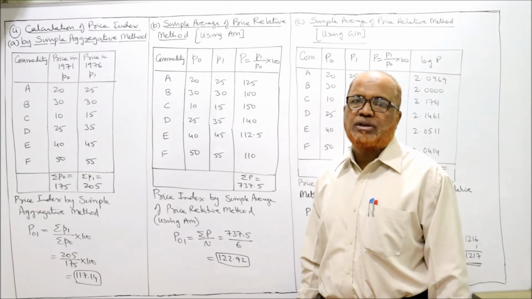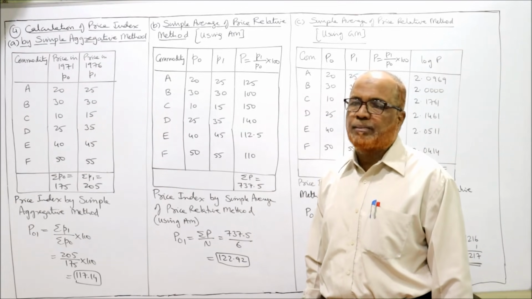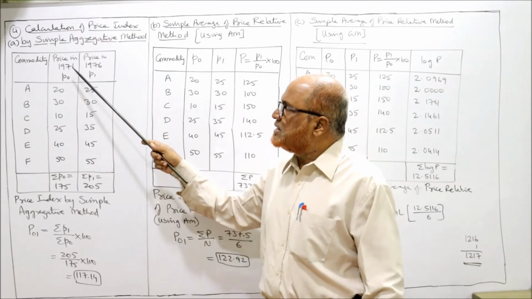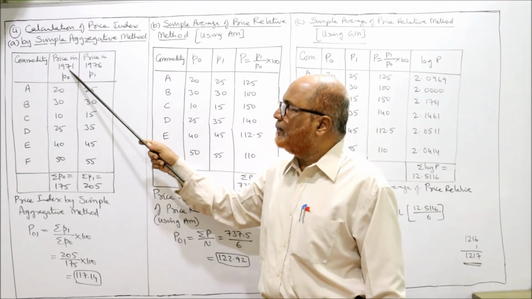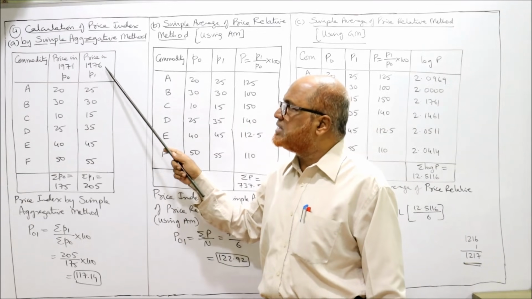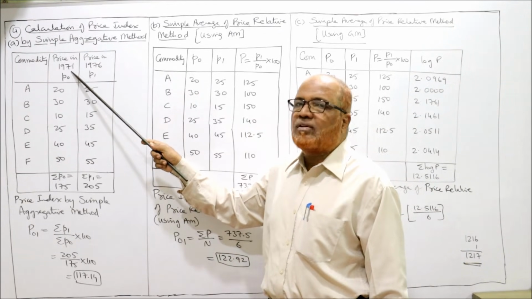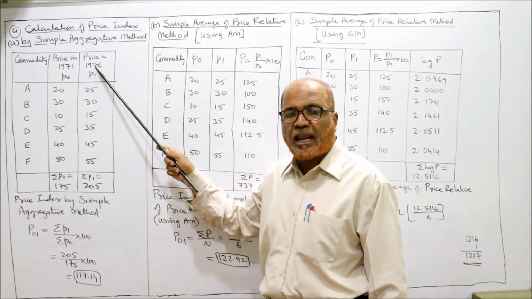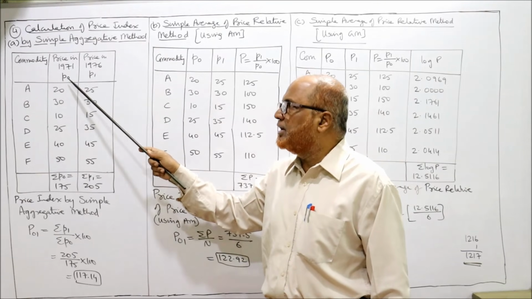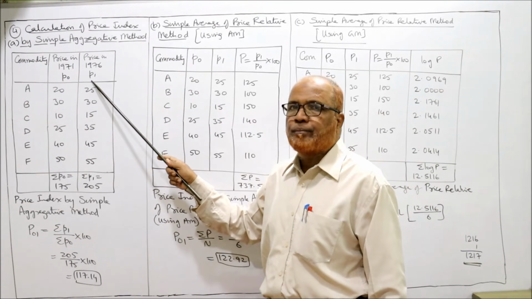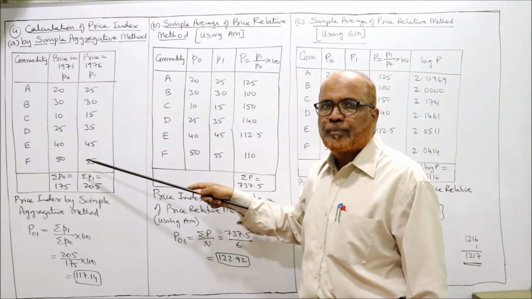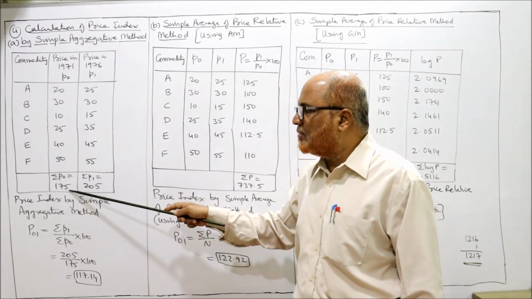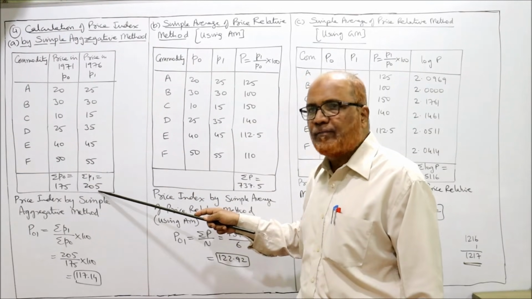The first problem we did, it is a very simple method. So commodities are given in the problem: A, B, C, D, E, F. The prices are given in 1971 and the prices are given in 1976. So 1971 prices are the base year prices and 1976 prices are the current year prices. So base year will be denoted as P0, current year P1. All the prices are given in the problem. So in the simple aggregative method, we take the total. Summation P0 is 175, summation P1 is 205.